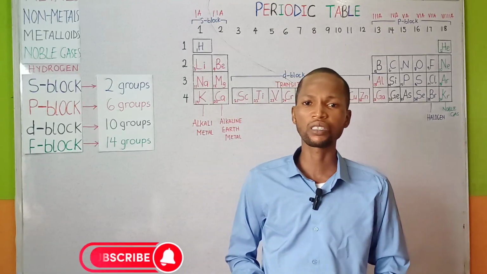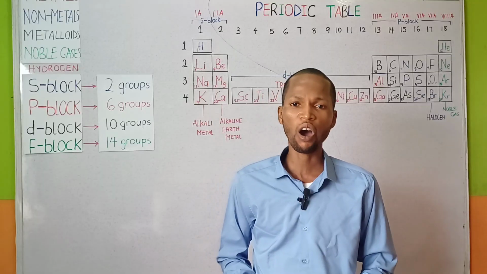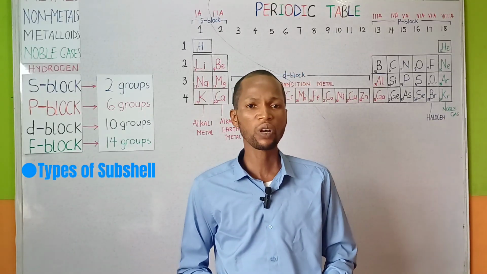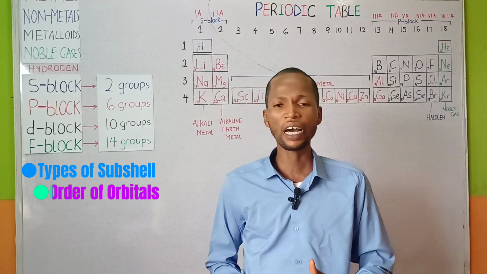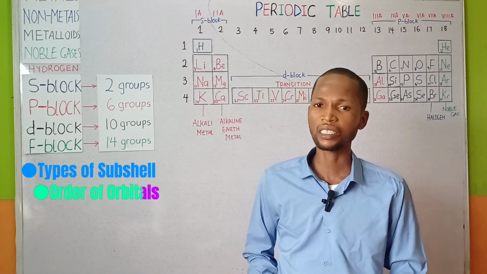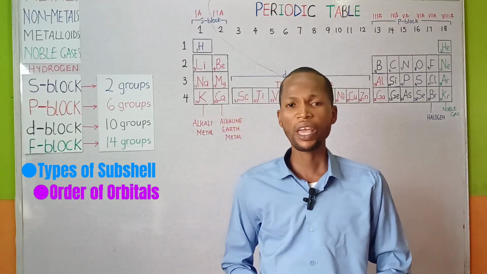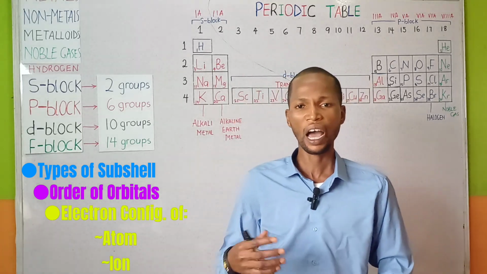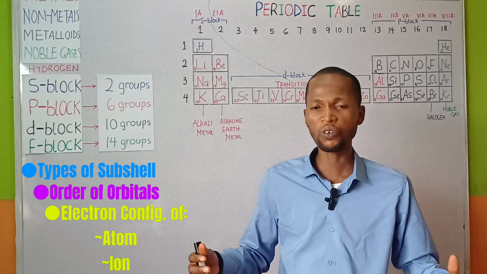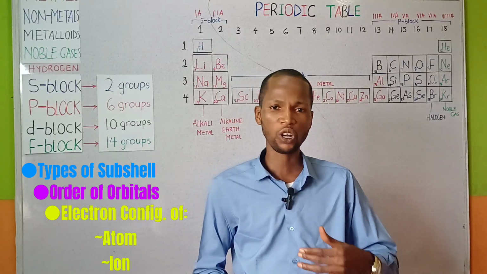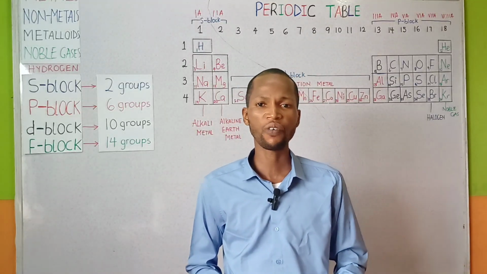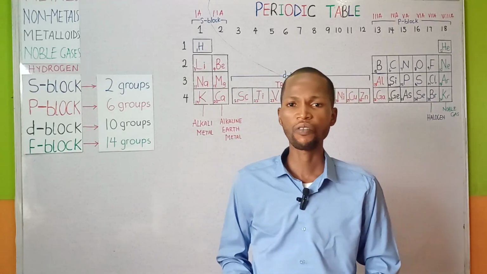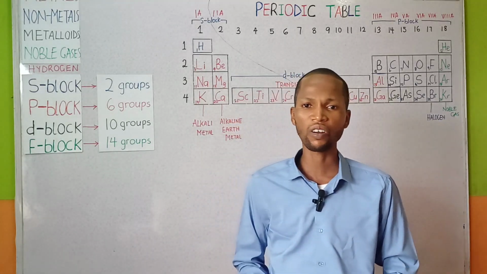In this episode of our general chemistry, we are going to be considering electronic configuration. We are going to talk about the identification of the types of subshell, also known as the orbitals, and the order of arrangement of the orbitals in the electronic configuration. We are still going to consider the electronic configuration of atoms and ions using the full representation as well as the shorthand form, also known as the condensed form of representation.